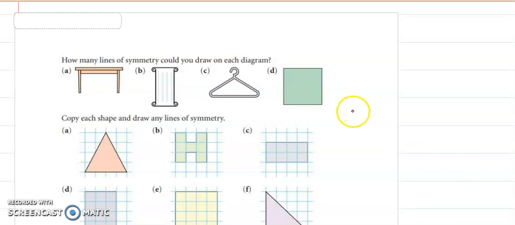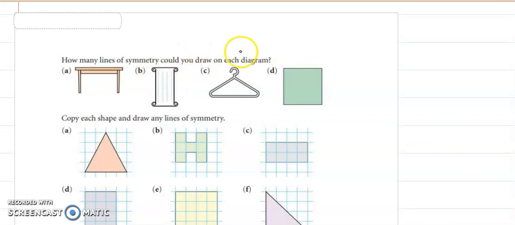This is the continuation of the previous lesson, symmetry. Till now we have taken two lessons about symmetry, in which we learned about the lines of symmetry and about symmetric shapes. In this lesson we will learn further about symmetry, and we will learn about different lines of symmetry in different shapes.